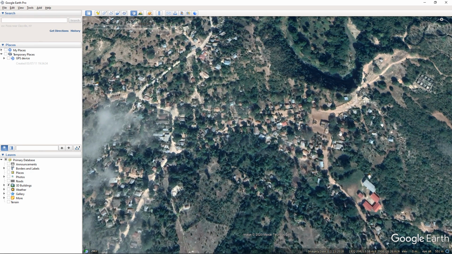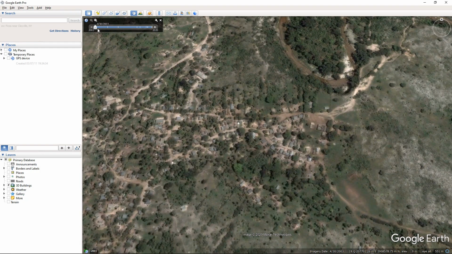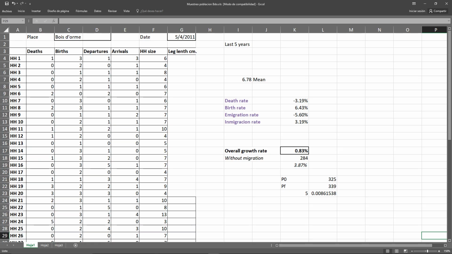Here I use Google Earth to compare the house count for two different dates for the same village. That, combined with a simple ground household survey to see family size, the number of deaths and births, and the migration balance, can give you a very precise idea of growth rates.